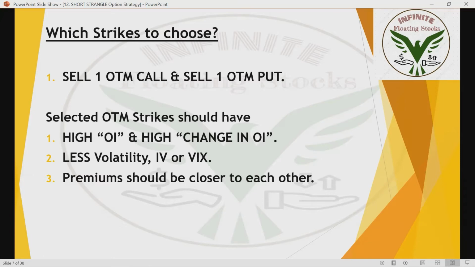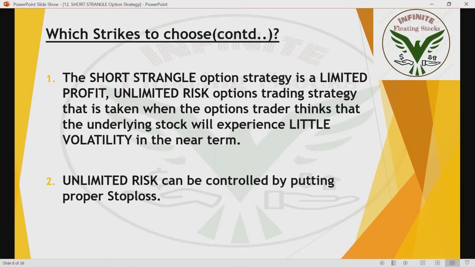Second thing is look at India VIX, which should be less than 24 or 25 to implement this strategy. And third thing is premiums. The strike price which you are planning to sell, the premiums of those strikes should be closer to each other. Not very close, but they should be a little closer to each other. All right. So which strike to choose?